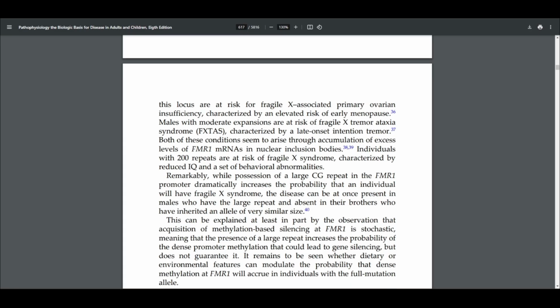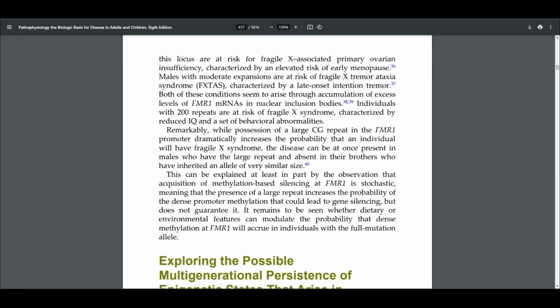at this locus are at risk for Fragile X-associated primary ovarian insufficiency, characterized by an elevated risk of early menopause. Males with moderate expansions are at risk of Fragile X tremor ataxia syndrome, characterized by a late onset intention tremor. Both of these conditions seem to arise through accumulation of excess levels of FMR1 mRNAs in nuclear inclusion bodies.